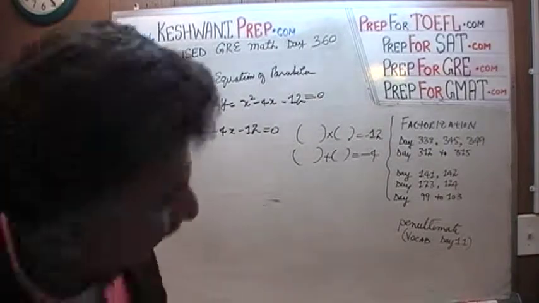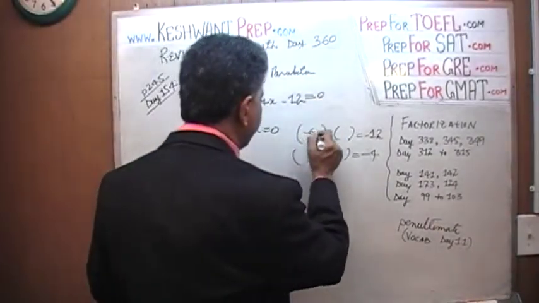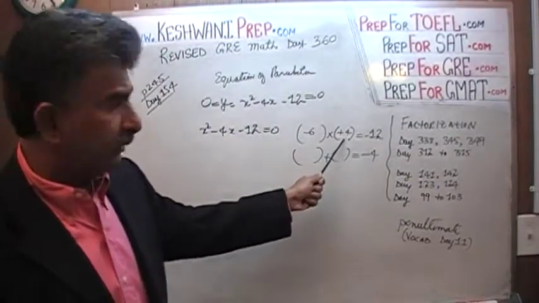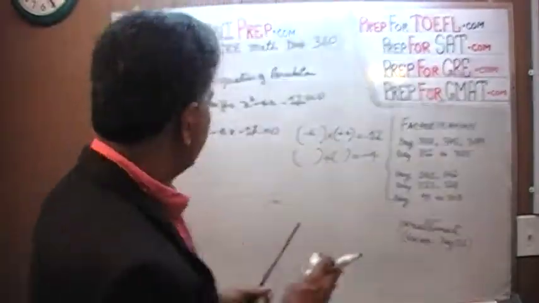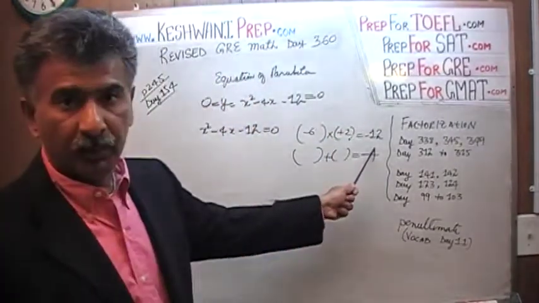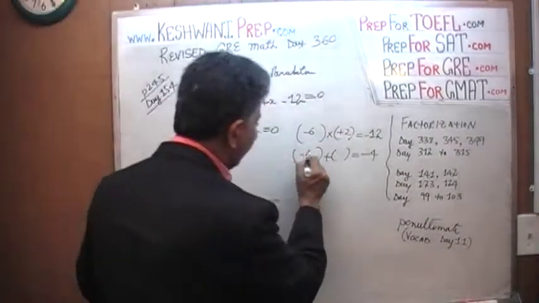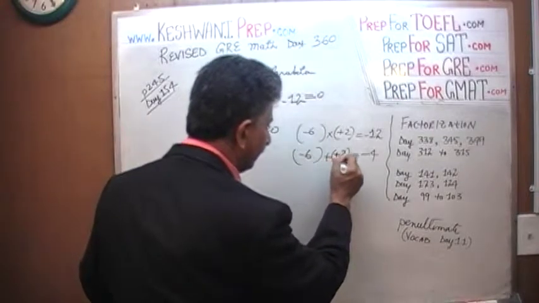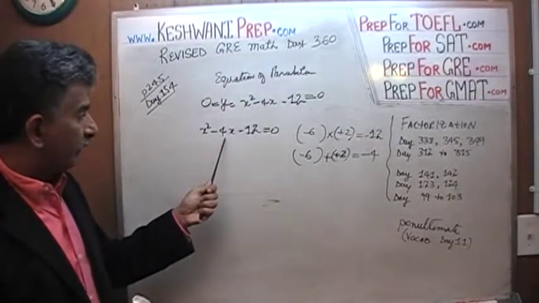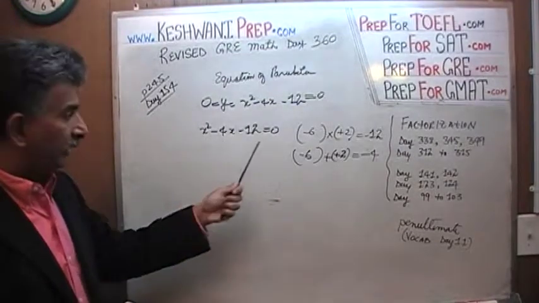The 2 numbers that we need are negative 6 and a positive 2. Negative 6 times positive 2 is going to give us negative 12. And similarly, negative 6 plus a positive 2 is going to give us negative 4. Those are our factors. So we have to break up this negative 4x into those two parts.